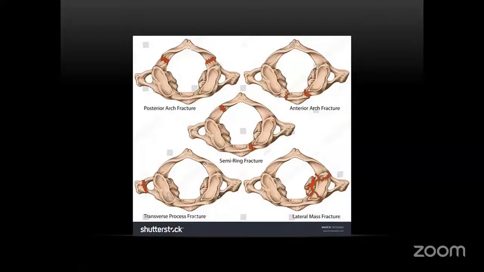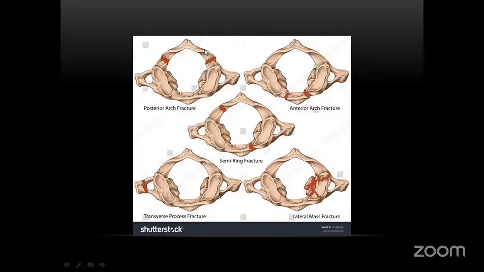Very good. Axial loading is most likely the common mechanism in C1 type fractures. But when there is an anterior arch fracture, it means axial loading with severe flexion will be there. Look at here, only the anterior arch is fractured. Why is it not moving? So what happens when there is axial loading and severe flexion? Then the anterior arch can be fractured.